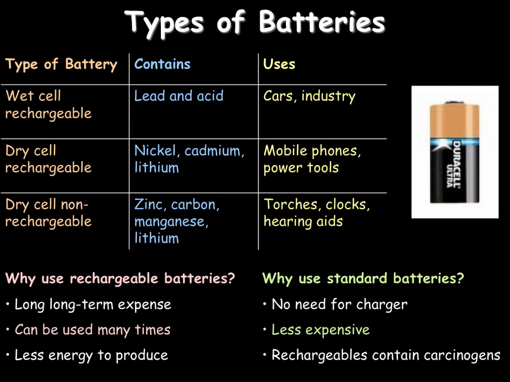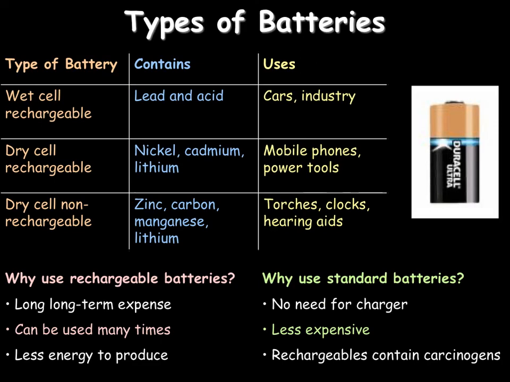And then you have your dry non-rechargeable. These are your 20 in a pack from the pound shop. And they're zinc and carbon. On the right is a zinc carbon battery. The zinc is the outside layer and the carbon is the bar that runs down the middle. And between them, there's usually a manganese or something which produces the electricity, the chemical involved, as it were.